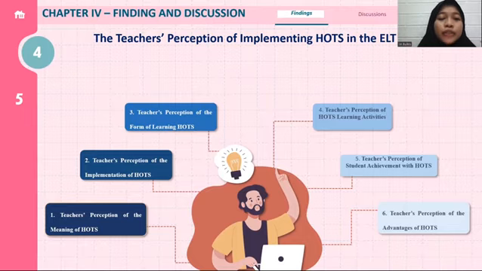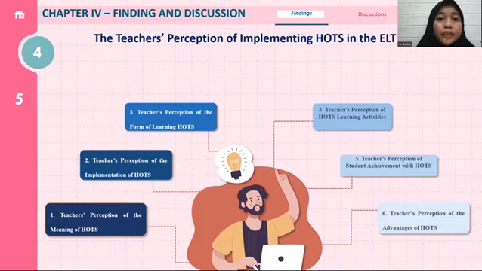Next is teachers' perception of the form of learning HOTS. Based on the answers, the two English teachers are not much different. Teacher A said that the most widely used forms of HOTS learning are writing and speaking. Meanwhile, English teacher B in class B said that she mostly used writing as a form of HOTS learning. So this is from a realization of HOTS in the ELT process.